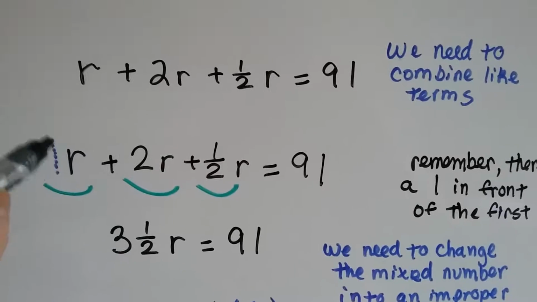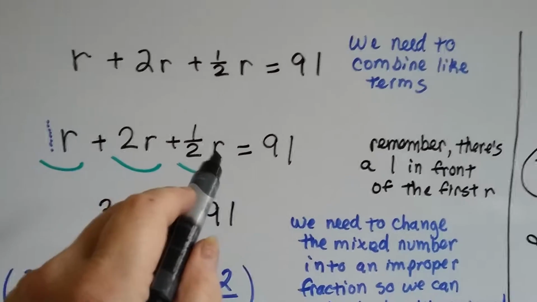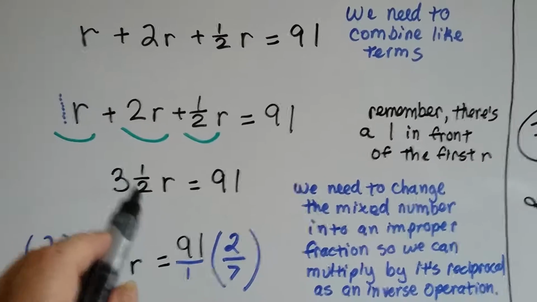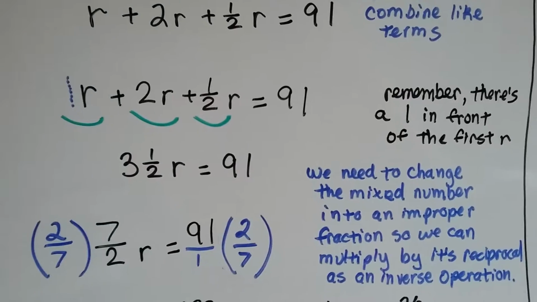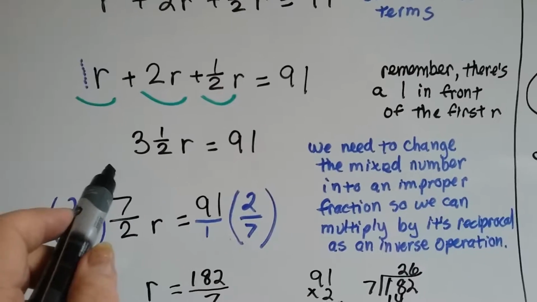Now we know there's an invisible 1 in front of that R, right? And we need to add up all these R's. So we've got 1, 2, 3 and a half. 3 and a half R equals 91. So now what do you do? You want to divide on both sides by 3 and a half.